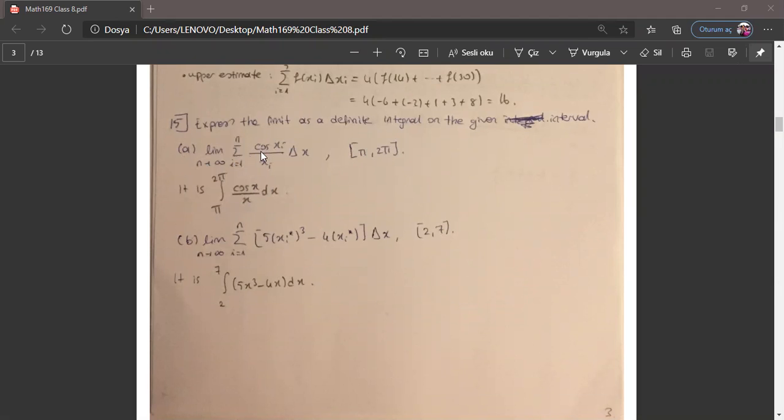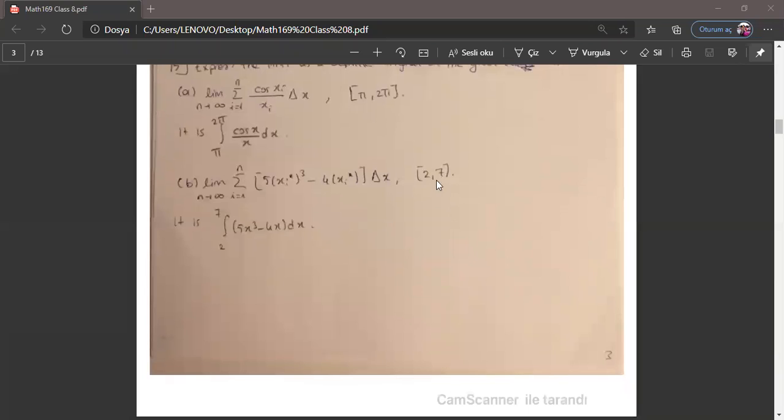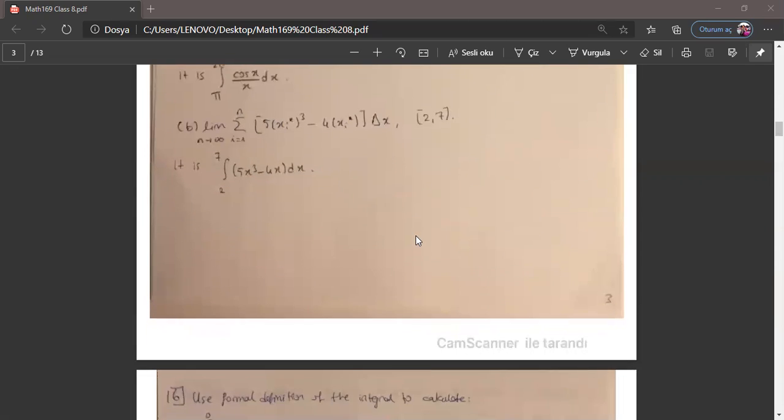Now, what's the function? Here we have x sub i there. So f of x should be cosine x over x dx as in the formal definition of the integral. So this is delta x, this is dx, both mean the small difference on the axis. So here we have the integral. Now for this part, we have 2 and 7 there. Now what's the function? 5x to the 3 minus 4x dx, of course.